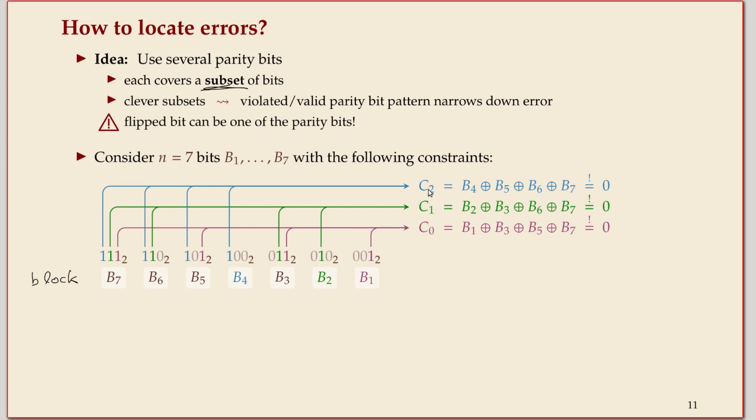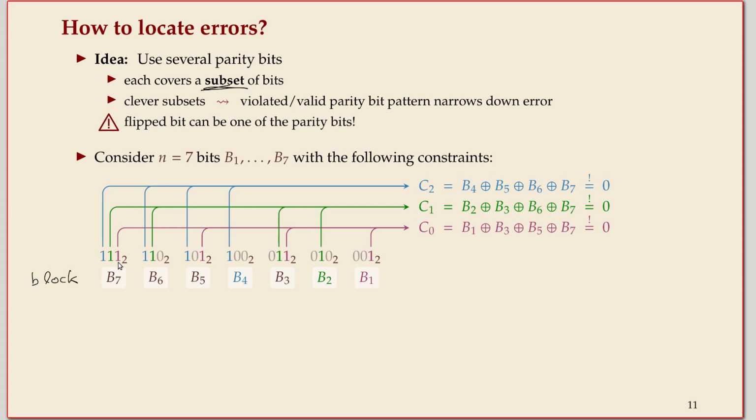For example, C2, the check bit number 2, the blue one, takes all the bits that have a 1 in the leading digit of the binary expansion. And that's the first 4. C1 is the check bit that takes the second digit in the binary expansion. So that's the first 2 and these 2. And finally, C0 takes the least significant bit, and that's every other bit from those 7.